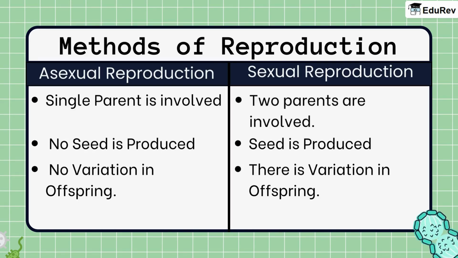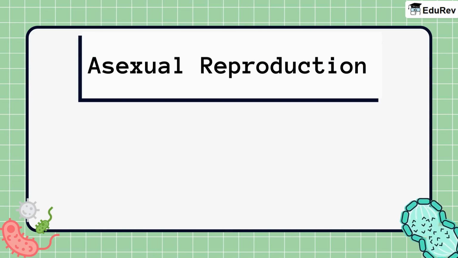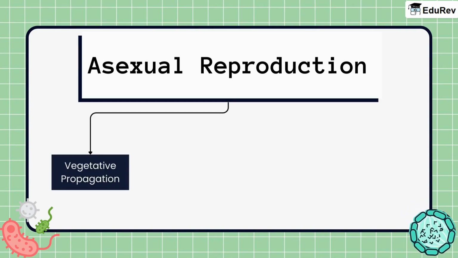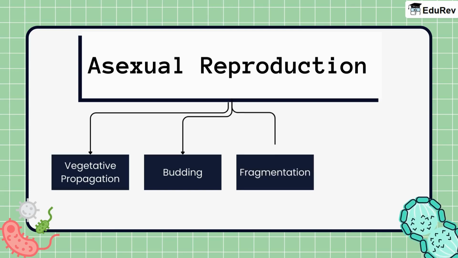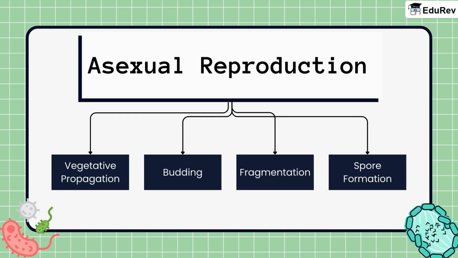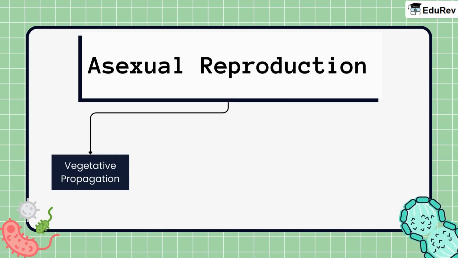Now, in this video, we will learn about asexual reproduction. There are four main methods: vegetative propagation, budding, fragmentation, and spore formation. Let us learn about each of them in detail. The first one is vegetative propagation.